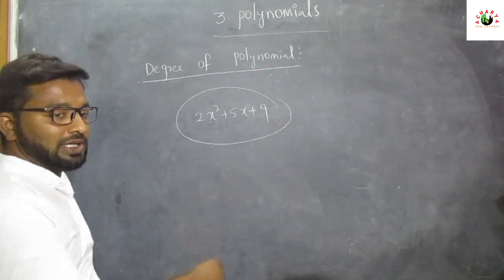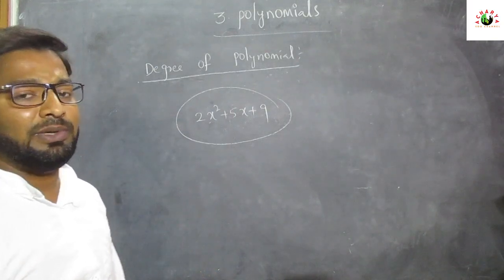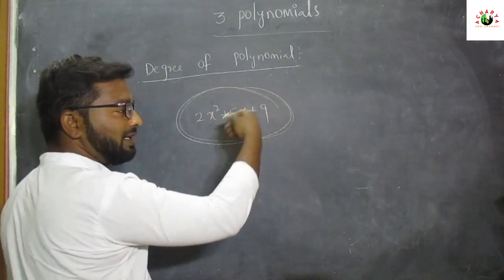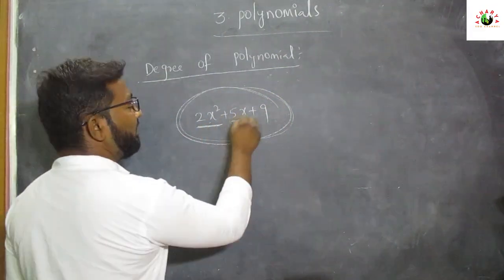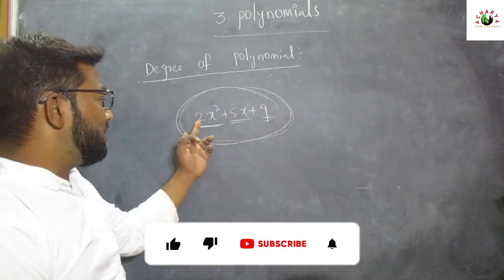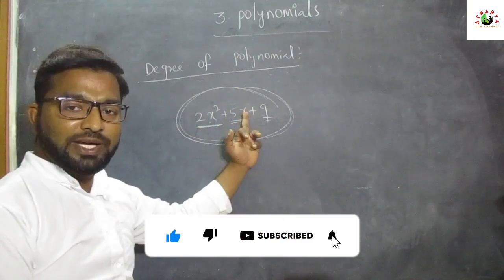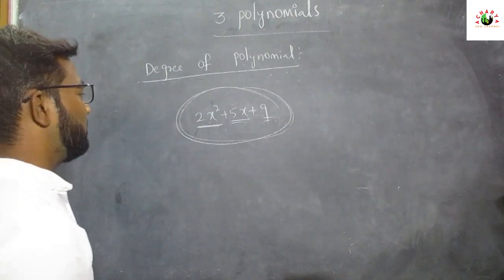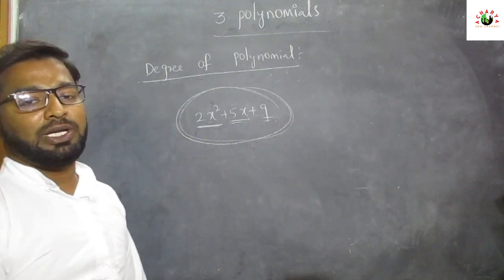Now we are going to check. Just now I said the definition of degree of a polynomial. In the separate terms, how many terms are there? Three terms are there. 2x square is one term, 5x is one term and 9 is another term. Here 2 is the coefficient of x square, 5 is the coefficient of x and 9 is the constant term.